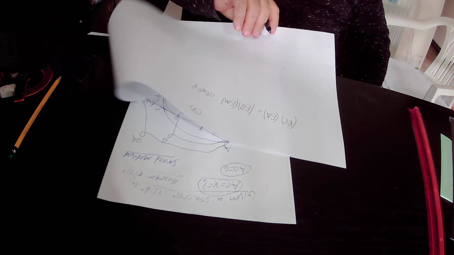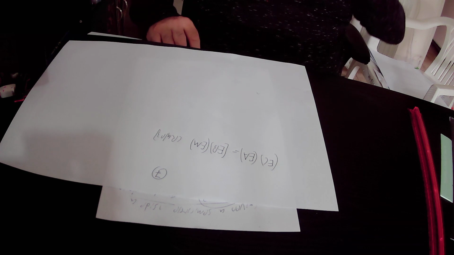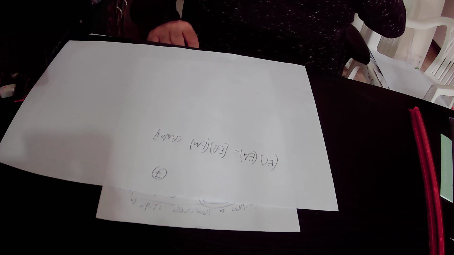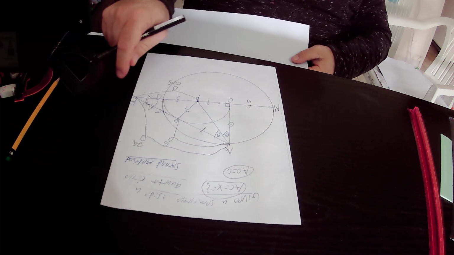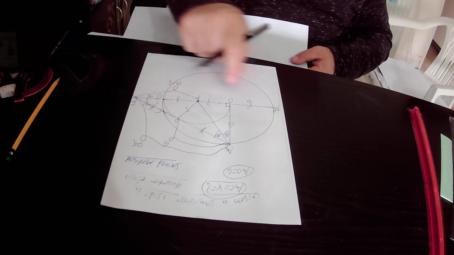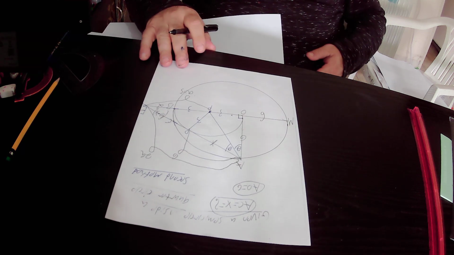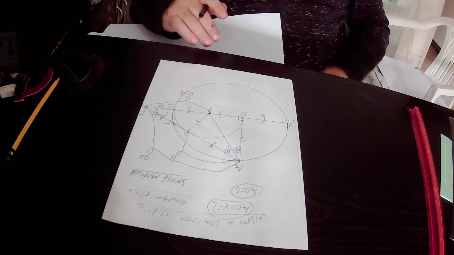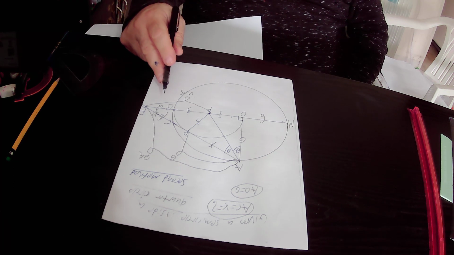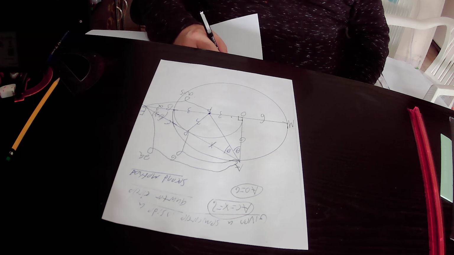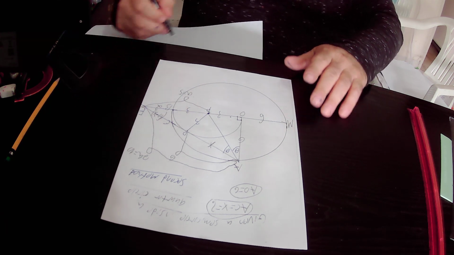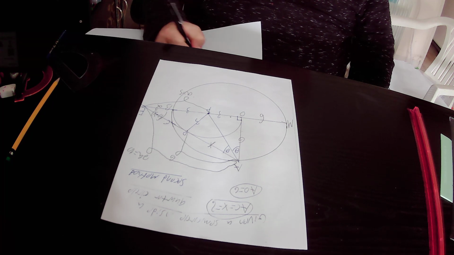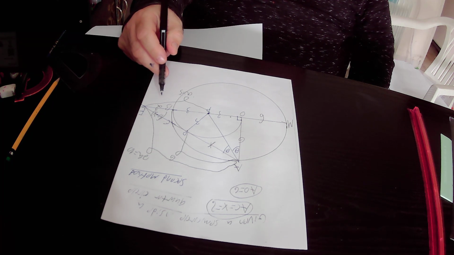I repeat again, according to rule number 3, EC times CA equals EB times CM. EC equals 10 minus X. EA equals 10, and it is equal to EB. EB equals 2 units.